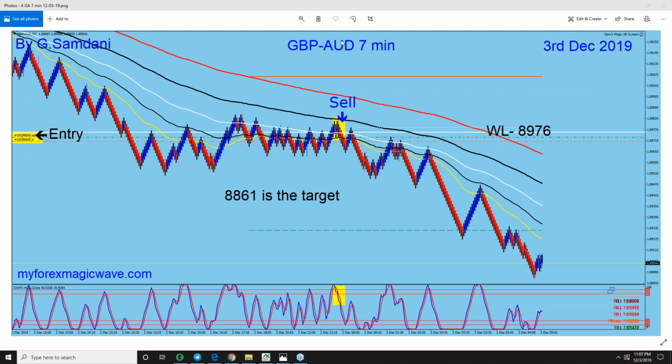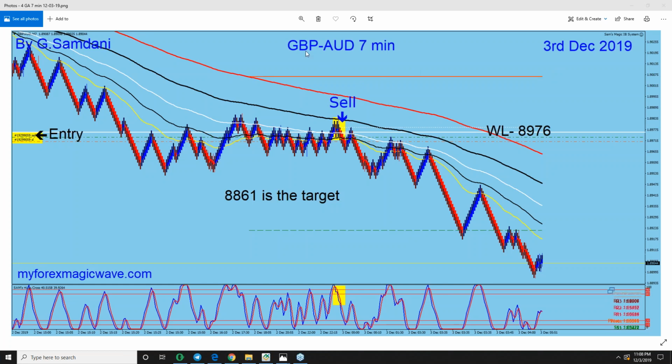So let's get started. This is a pound Aussie trade entry from the 7-minute chart, and this is on the 3rd of December. You can see here, right? It is very early, when the Asian session was breaking out. Aussie got strong, and not all, but almost all Aussie pairs moved.